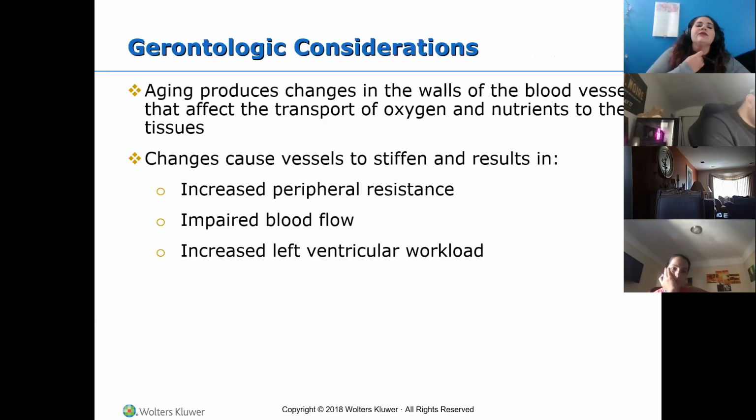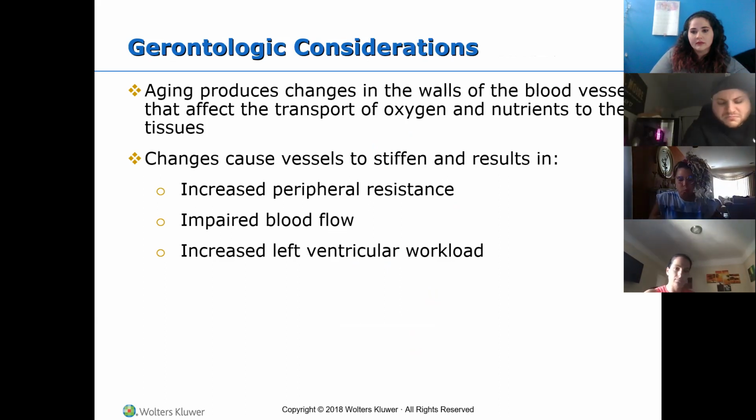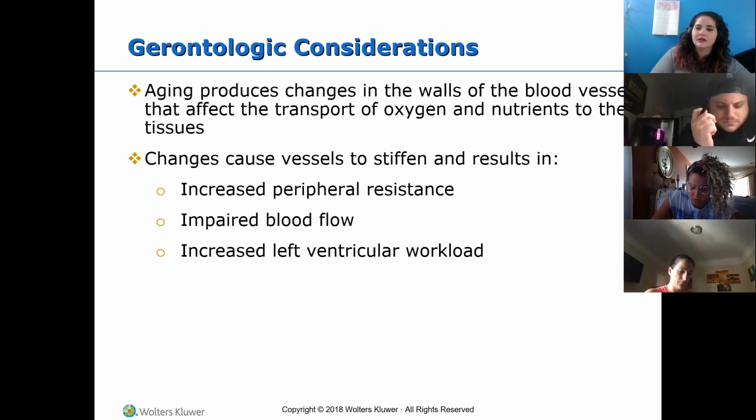For older adults, aging produces changes in the walls of the blood vessels that affect the transport of oxygen and nutrients to the tissues. Changes cause vessels to stiffen and result in increased peripheral resistance, impaired blood flow, and increased left ventricular workload. When you have increased left ventricular workload, you're going to see that edema, because the ventricular workload is what goes to the rest of your body.